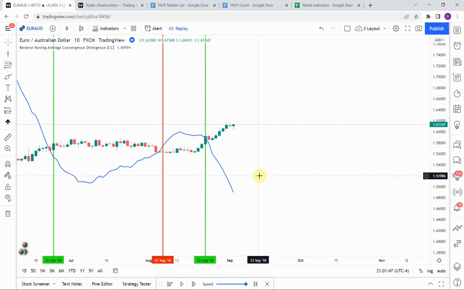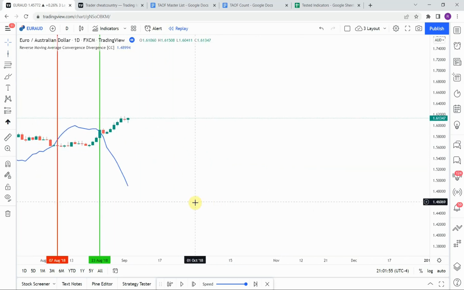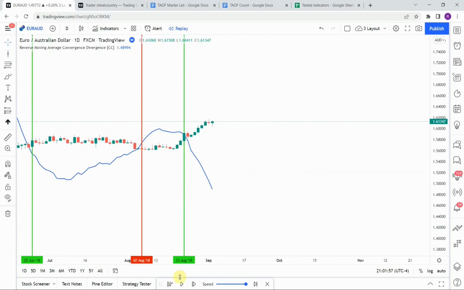And you can see that, again, we get a really nice push to the upside, getting us to our take profit. Let's go ahead and continue on. We'll probably finish out the rest of this year. We'll see.